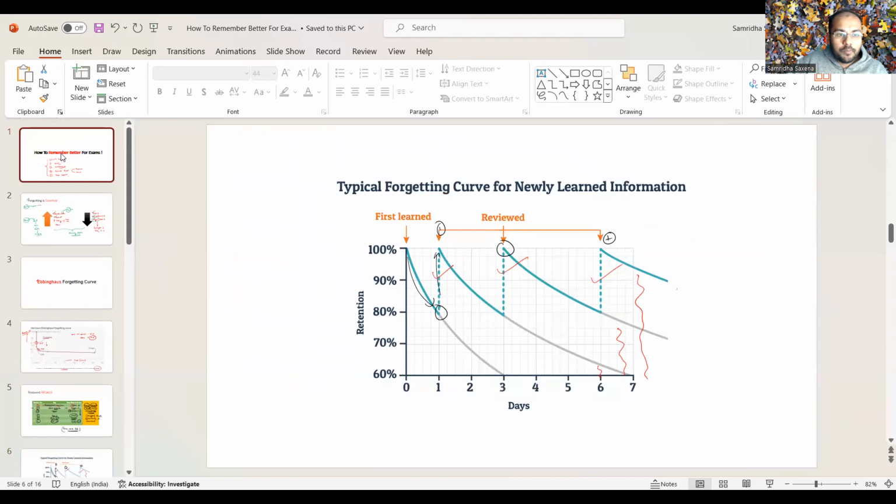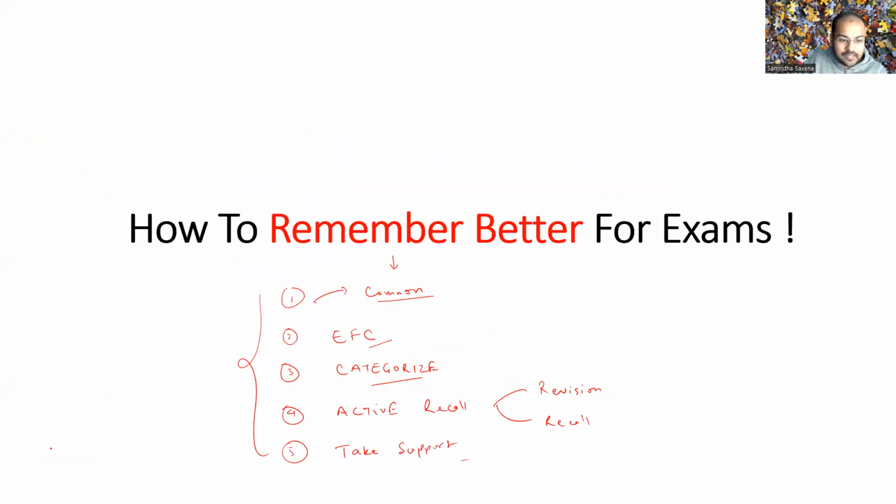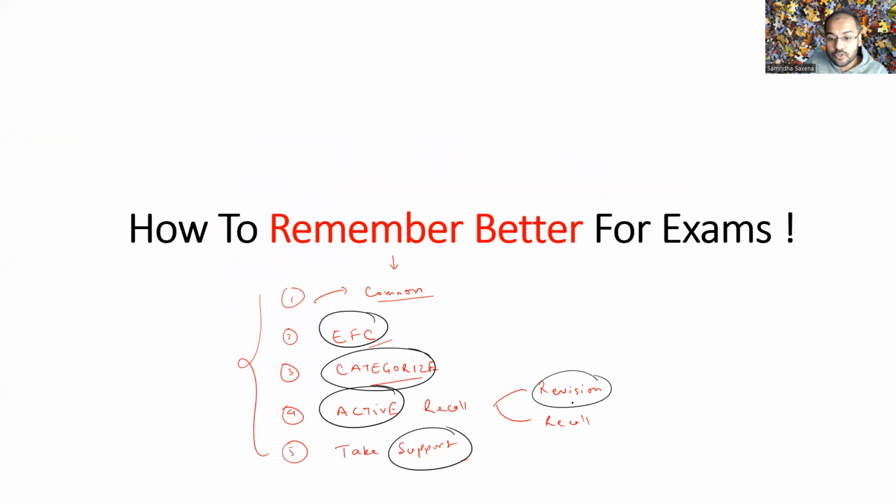So I hope this session was useful. In today's session we covered the 4 important points: active recall कैसे करना है, categorize कैसे करना है learning को, what is Ebbinghaus forgetting curve, support लेना है दूसरों का, और revision की strategy या फिर recall की जो strategy होनी चाहिए हमारी क्या होनी चाहिए, right?